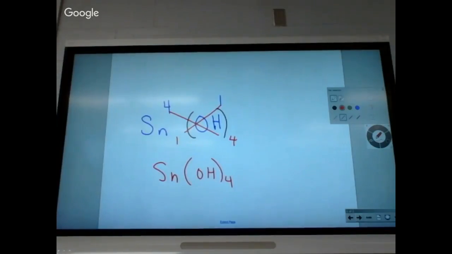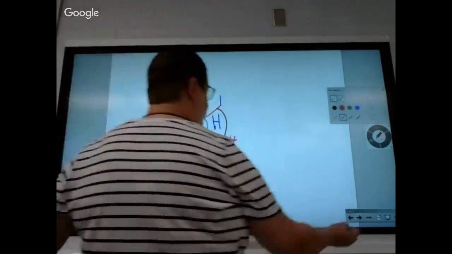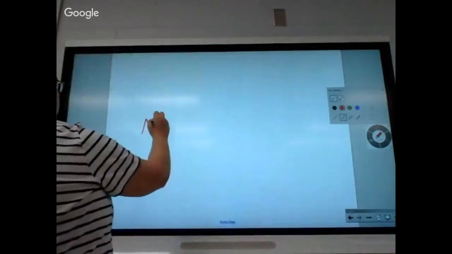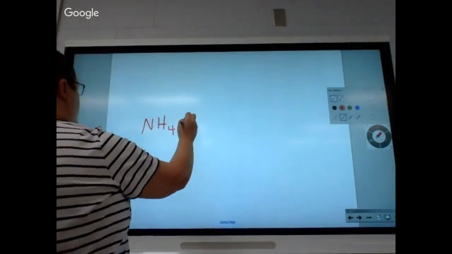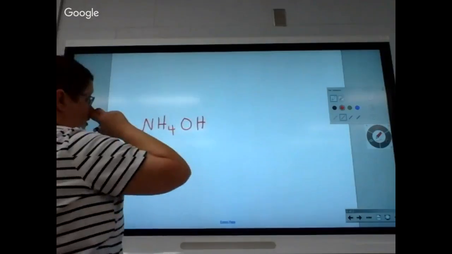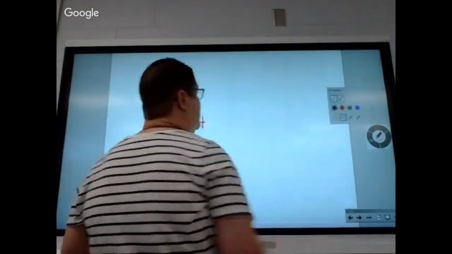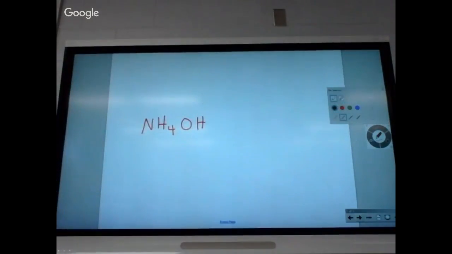Anything else on the sheet you want me to talk about? Number 17. All right, 17, when you look at it, it says NH4OH. Now, this one usually causes issues, and the more you work with the polyatomic ions and naming, the easier this one will be to recognize.